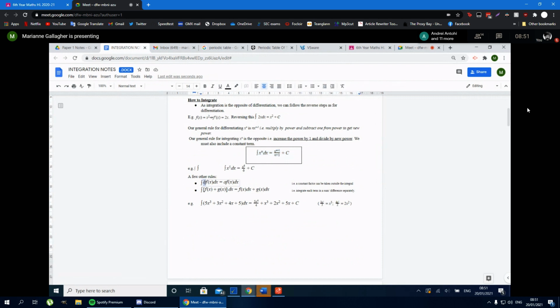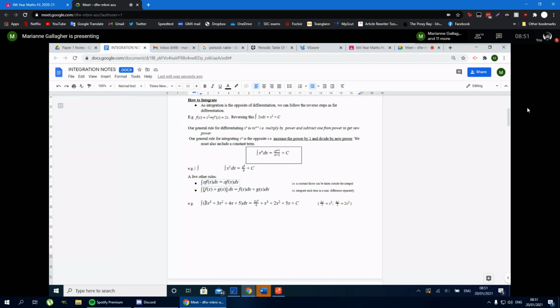Few other rules. If you have a constant, so say it's a times f of x, then you can take the constant outside the bracket. Sorry, there should be an integration sign there. Sometimes it gets a bit funny when it's changing from Word to online. I'll fix that anyway. So you can bring the constant outside and just focus on integrating the function itself. If you have two functions added or subtracted, you can just integrate them separately. And again, the integral sign has disappeared there. And there's just an example of that.